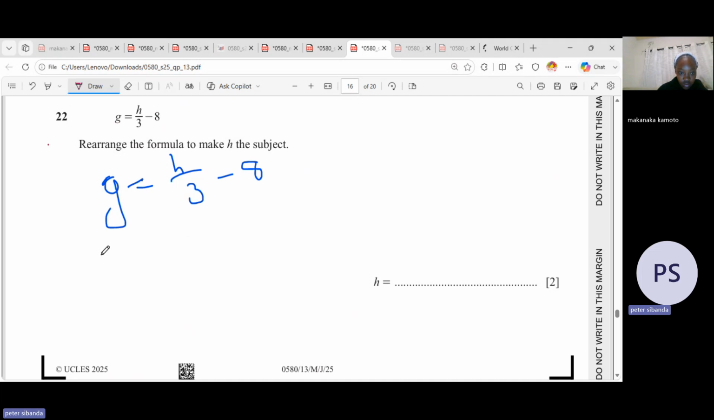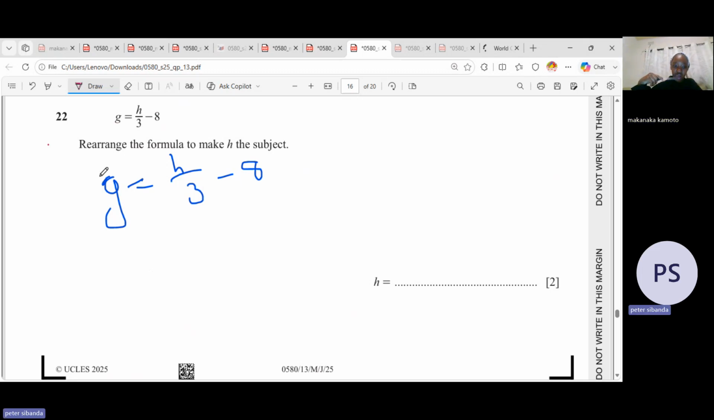How would you get rid of a fraction? Multiply. What by what? The 3. Here we want to multiply this h. We're multiplying by what? Multiplying by 3. I think that's correct. But what are we multiplying by 3? The g by the 3 and h over 3 times 3.